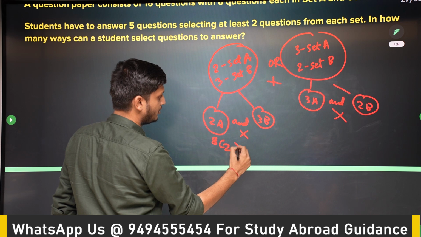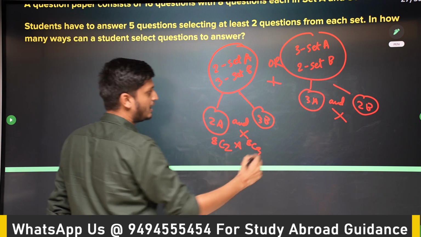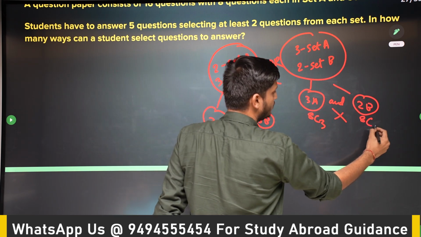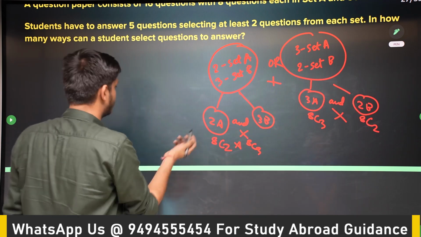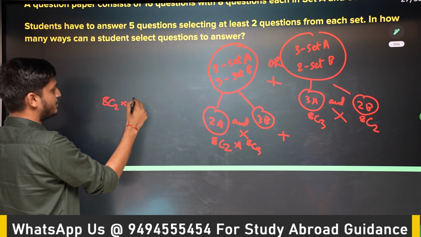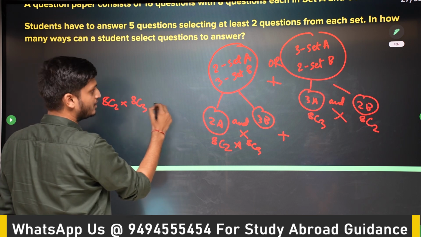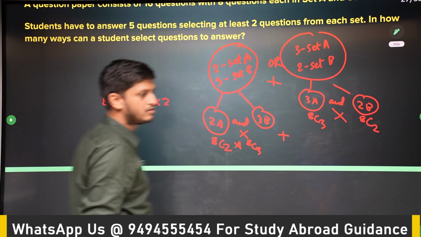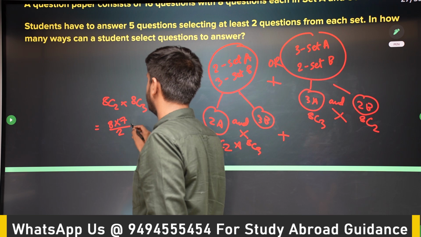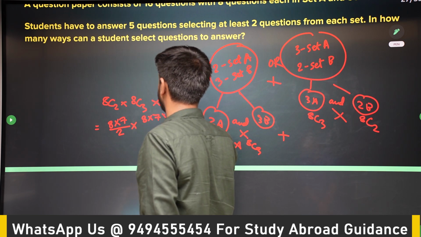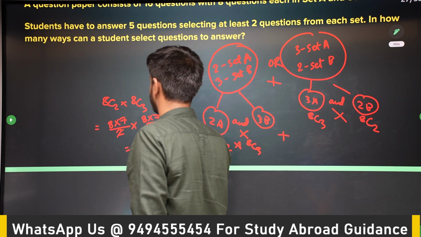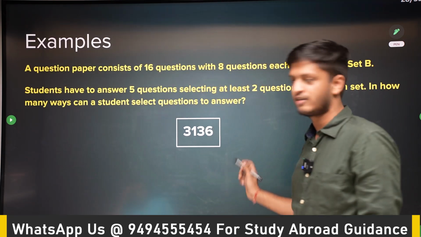So 2 from set A and 3 from set B means 8C2 into 8C3. 8C3 ways to select 3 questions out of 8 questions, and 8C2 ways to select 2 questions out of 8 questions. So this is your final answer. You have to add these 2. Okay, so it is basically 8C2 into 8C3 plus 8C3 into 8C2. Basically we will multiply it by 2. Quickly, how to do it: 8C2 is 8 into 7 upon 2 factorial, 8C3 is 8 into 7 into 6 upon 3 factorial, into 2. It is 8 into 6 square, 56 square, whatever it is, 3136.